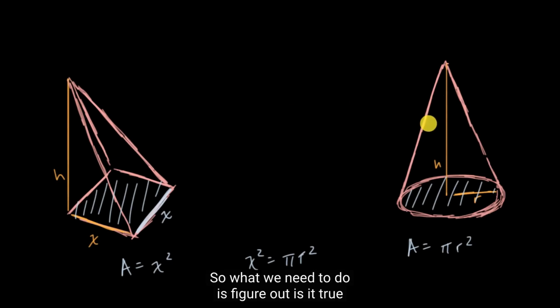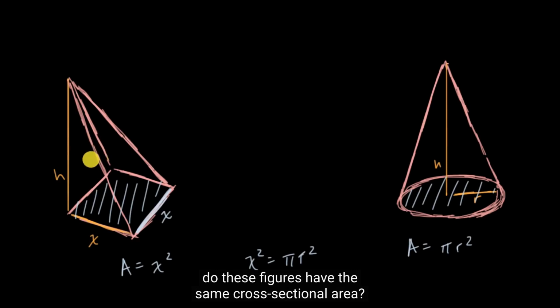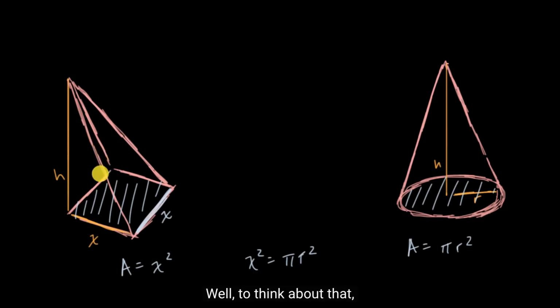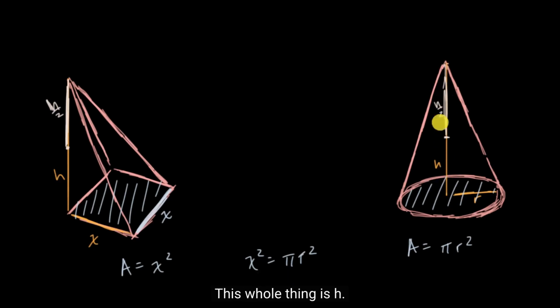So what we need to figure out is, is it true that at any point along this height, these figures have the same cross-sectional area? Well, to think about that, let's pick an arbitrary point along this height. Just for simplicity, let's pick halfway along the height, although we could do this analysis at any point. So halfway along the height there, halfway along the height there. This distance right over here would be h over 2. This distance right over here would be h over 2. This whole thing is h.